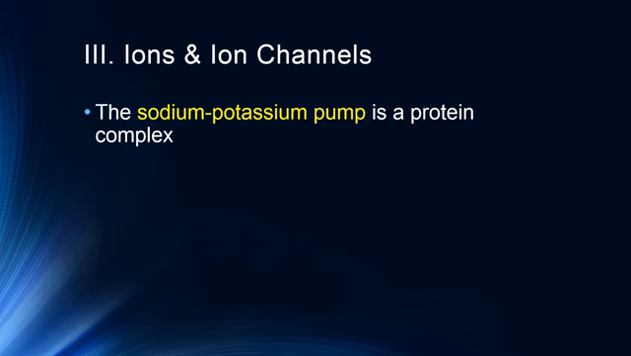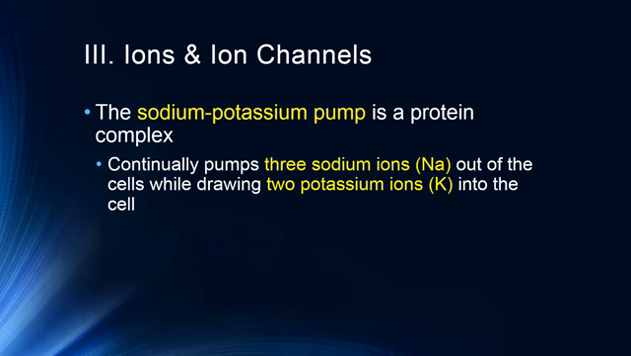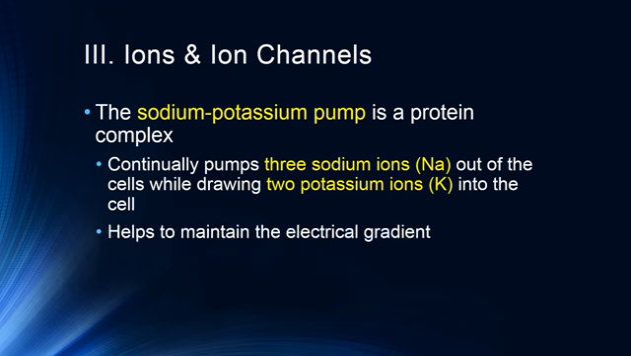The other important part of the membrane is called the sodium-potassium pump, which is a protein complex that continually pumps 3 sodium ions out of the cell while drawing 2 potassium ions into the cell. So it's constantly exchanging 3 sodium ions, taking them out of the cell, and bringing 2 potassium ions into the cell. This helps to maintain that electrical gradient, that electrical potential. It is one of the processes by which the electrical gradient or potential is maintained.